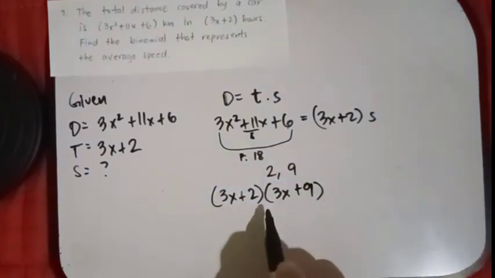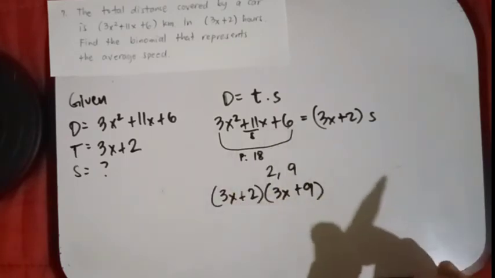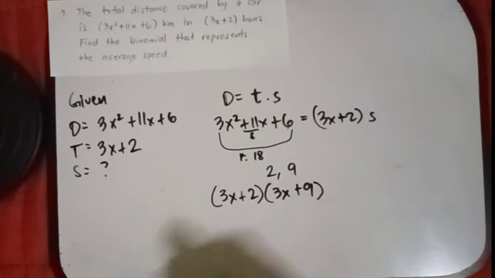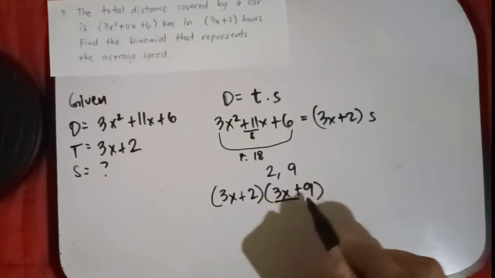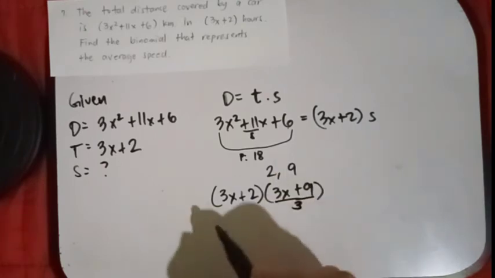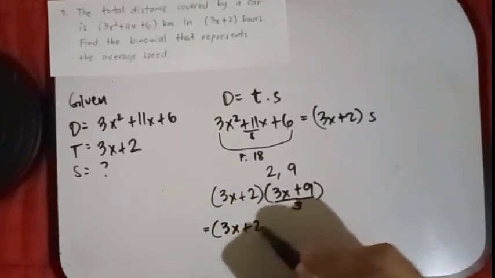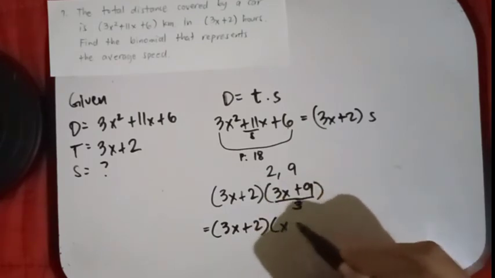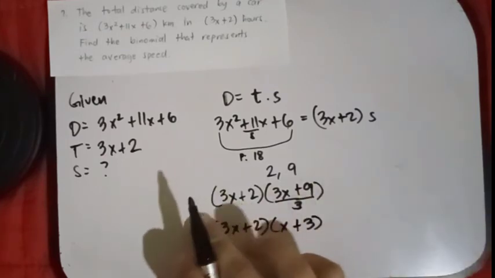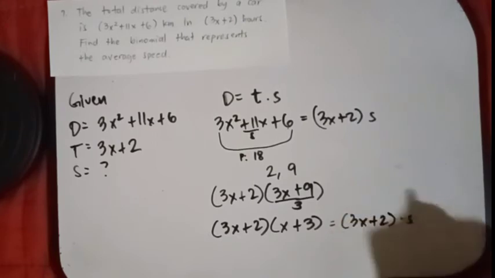And then, di pa to tapos kasi i-divide natin itong binomial sa kanyang common factor. So, kailangan, kahit isa sa kanila, meron ka dapat ma-divide na common factor. Okay? So, ito, 3 tsaka 2, wala. Pero dito, 3 tsaka 9, meron. So, i-divide natin pareho sa 3. And then, by doing so, kopyahin muna natin 3x plus 2, and this one, 3x plus 9 divided by 3, we got x plus 3. Equals 3x plus 2 multiplied by s.